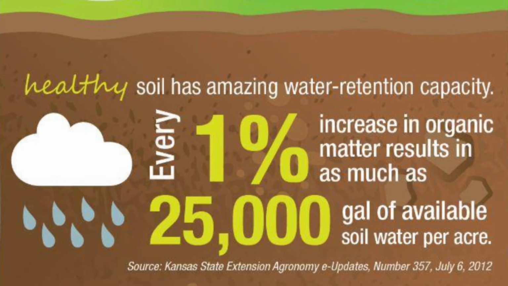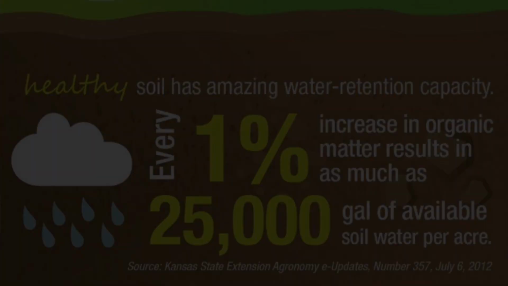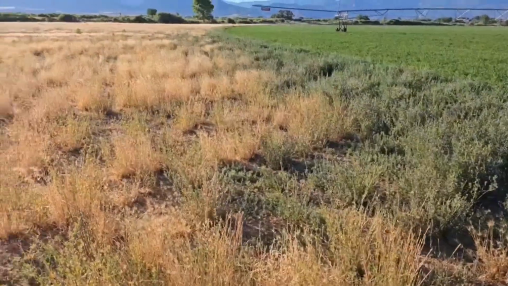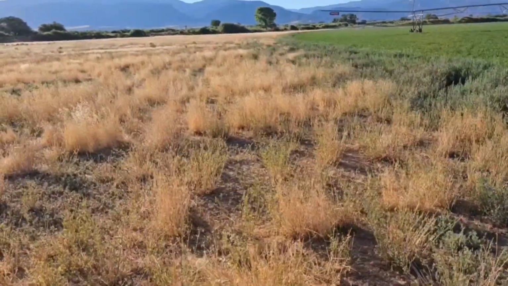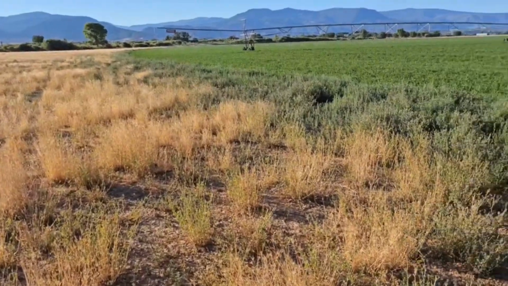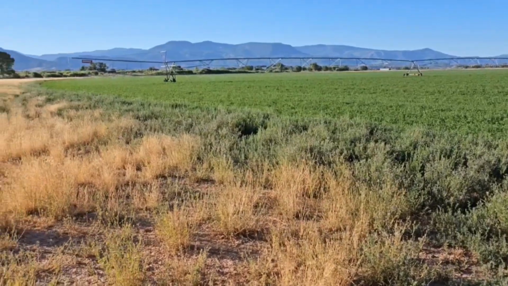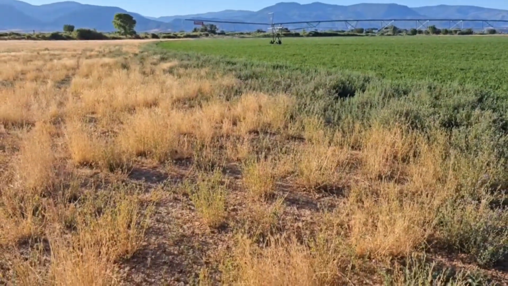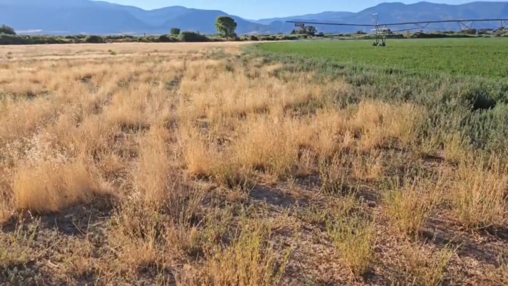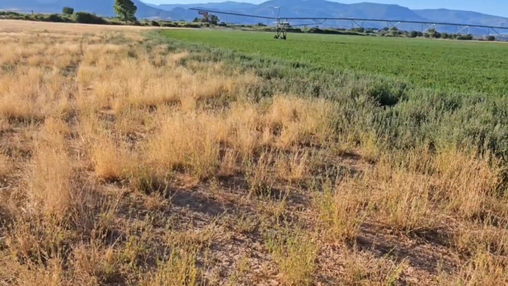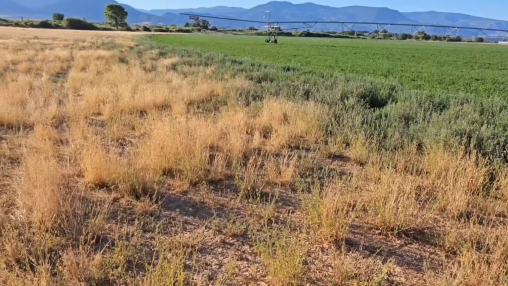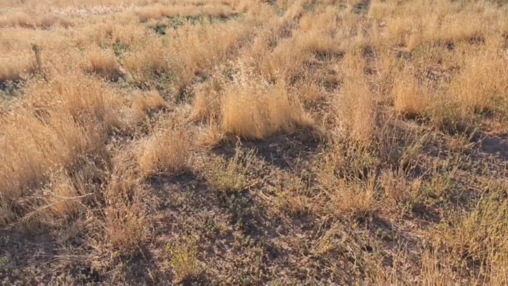Every 1% increase in organic matter results in as much as 25,000 gallons of water per acre. So now think, it's an additional 25,000 gallons. So for every 1%, we can additionally hold another 25,000 gallons of available water for the soil. So you look down here and it's like, if we could start holding more water, we could start getting production like this alfalfa. Like I said, again, what is the main difference? You know, obviously the soil is going to be better over there, but the main difference is the water.